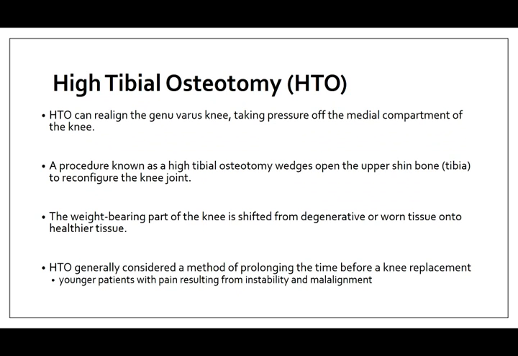Basically, they take wedges and open the upper shin bone to reconfigure the knee joint into more of a valgus positioning. The weight-bearing part of the knee is shifted from degenerative or worn tissue onto healthier tissue. And then HTO is generally considered a method of prolonging the time before a knee replacement. This is usually done in younger patients with pain resulting from the instability and malalignment of the knee.